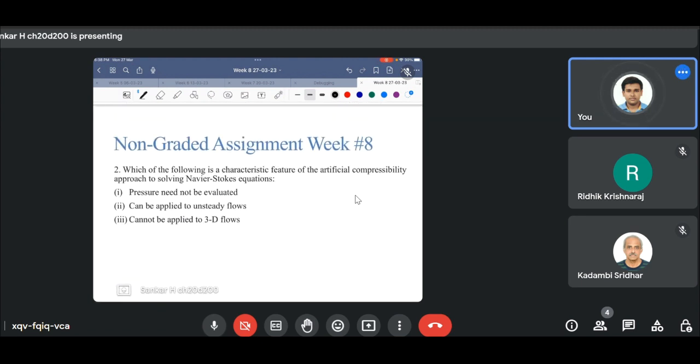Okay, moving on to question number 2. Which of the following is a characteristic feature of the artificial compressibility approach to solving the Navier-Stokes equation? First one, pressure need not be evaluated. Second one, can be applied to unsteady flows. Third one, cannot be applied to three-dimensional flows. What is the correct answer here?